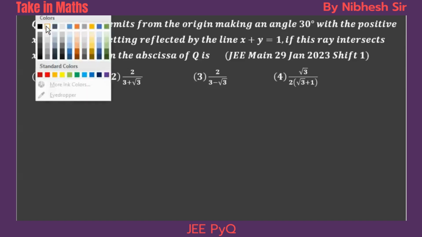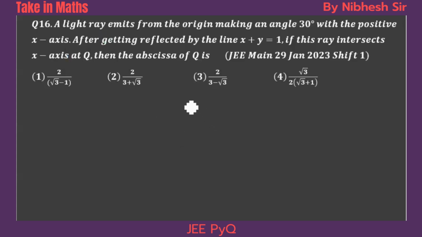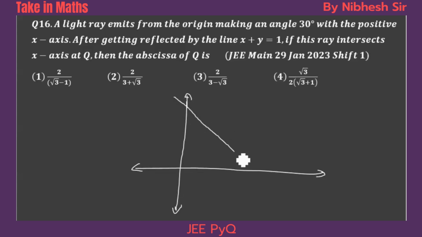So see how I would solve this question. What I do here is I just draw the x axis and y axis. If we have to draw this line x plus y equal to 1, the line will be like this. It will intersect the y axis at the point 0 comma 1 and the x axis at the point 1 comma 0. So this is your x axis and this is the origin.